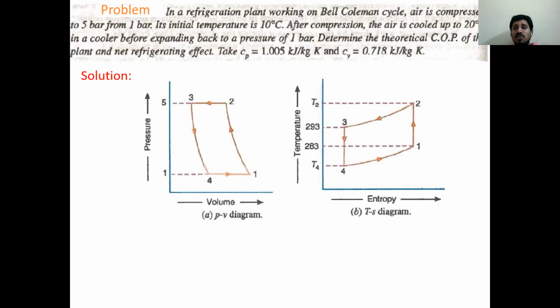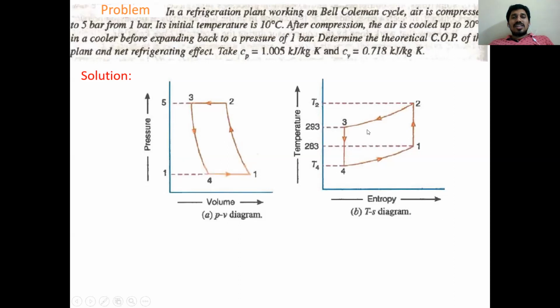P1 is equal to P4, which is 1 bar. I have drawn those values in the PV diagram: 5 bar here, and this is 1 bar. P1 is equal to P4, and P3 is equal to P2.